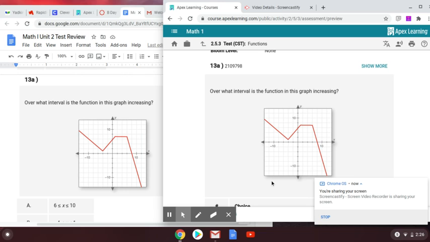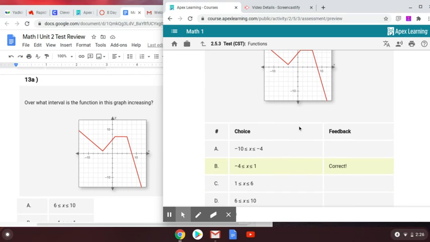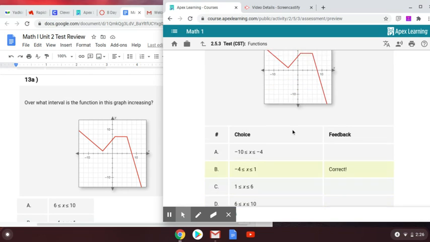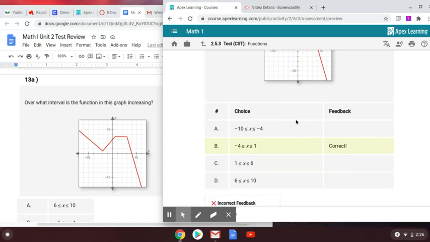Okay, starting with 13, the question is, over what interval is the function in this graph increasing? In other words, going up and to the right. So your answer is from -4 to 1, including -4 and 1. It goes all the way up to where x would be 1, halfway between 0 and 2 there. We're answering these in relation to the x-axis. It's increasing from -4 to 1.